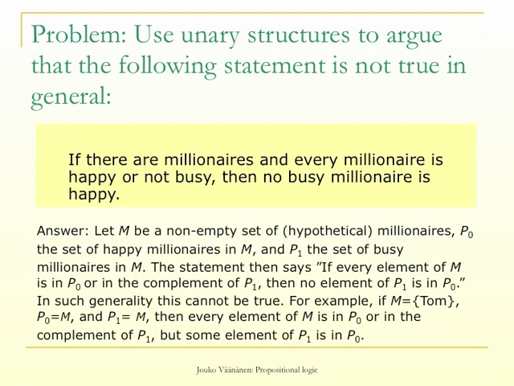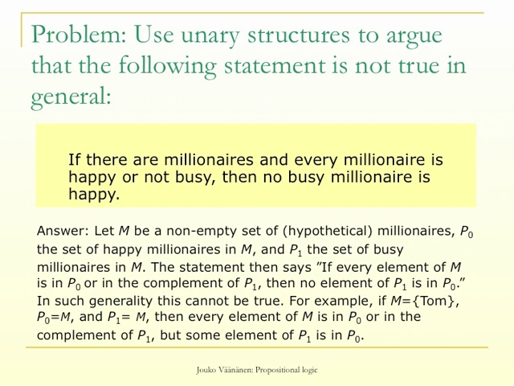Solution. Let M be a non-empty set of hypothetical millionaires, P0 the set of happy millionaires in M, and P1 the set of busy millionaires in M. The statement then says, "If every element of M is in P0 or in the complement of P1, then no element of P1 is in P0." In such generality this cannot be true.